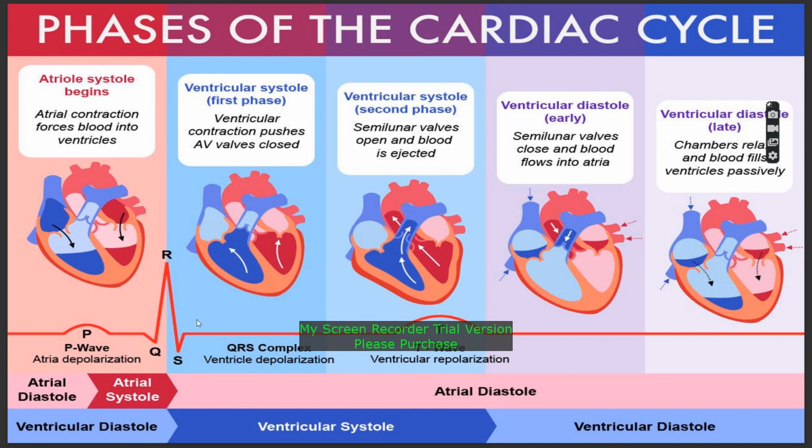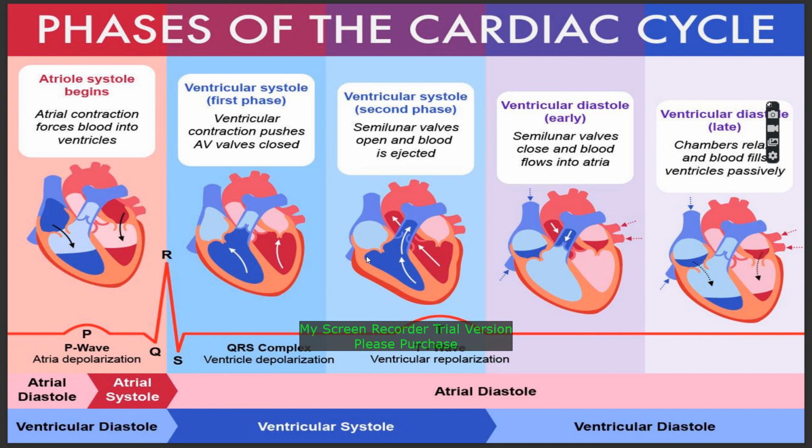Then QRS, ventricular systole, that means ventricular contraction. Ventricular contraction pushes the blood out. So that is represented by QRS. Ventricular systole, second phase, semilunar valves open and blood is ejected. Then next one is ventricular diastole. So ventricular diastole is represented by ventricular repolarization, the T wave. The QRS complex represents ventricular systole, that means ventricular depolarization, right?